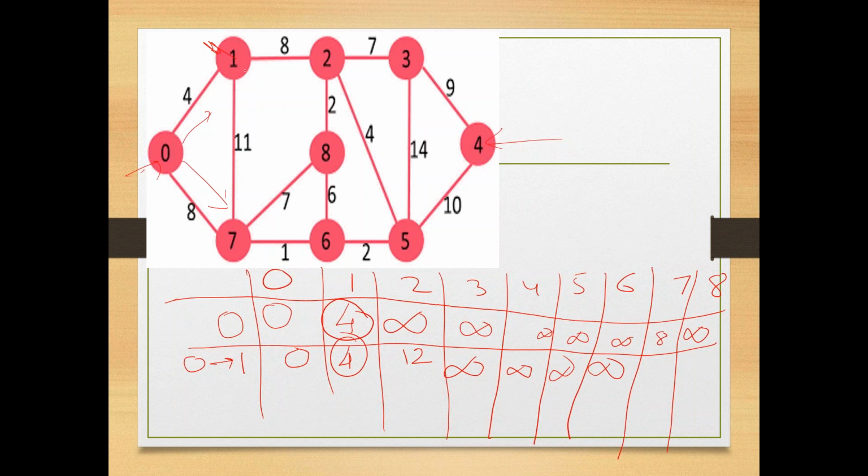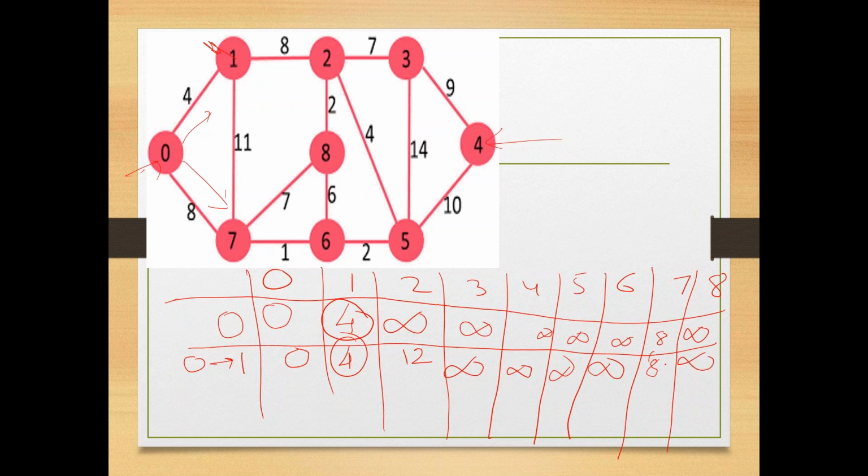Now, using the first node, we can reach 7. Yes, we can reach 7. 11 and 4, that will be 15. But 15 is greater than 8, so we will keep 8 here only. We will not change it because 8 is smaller than 15. And from 1 to 8, we cannot reach, it will be infinity.